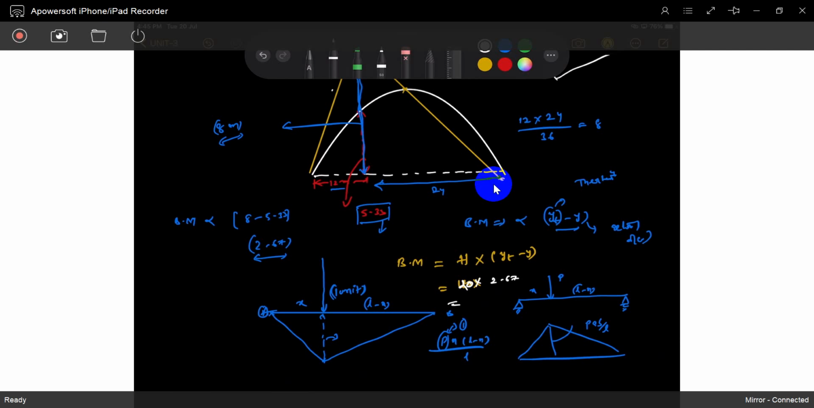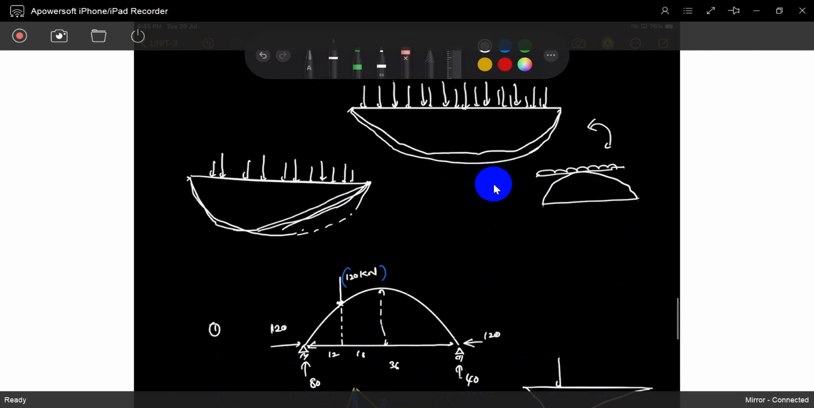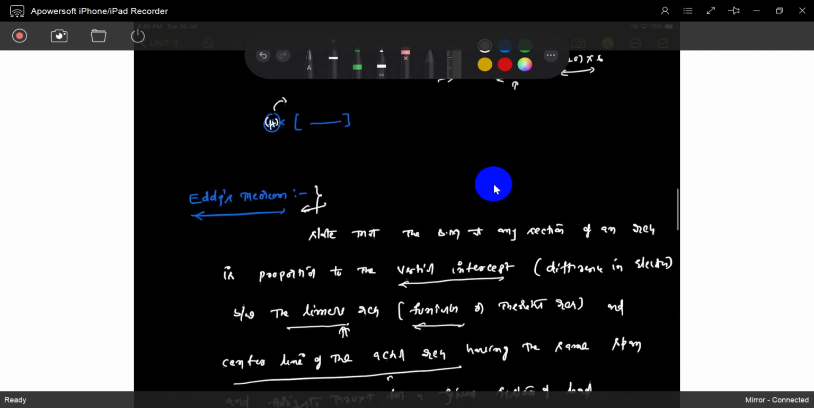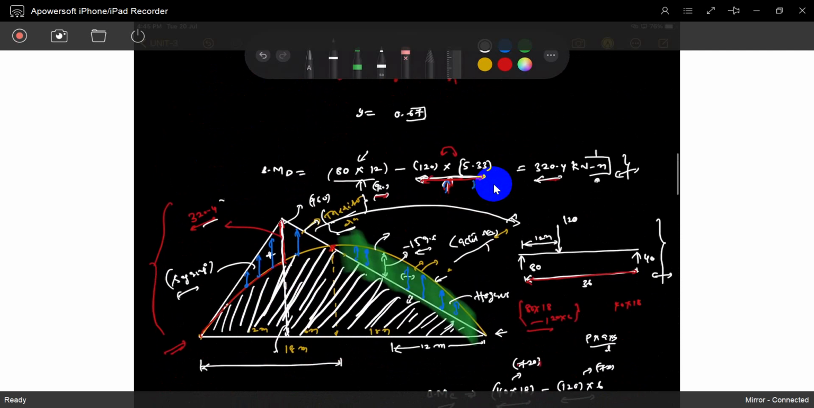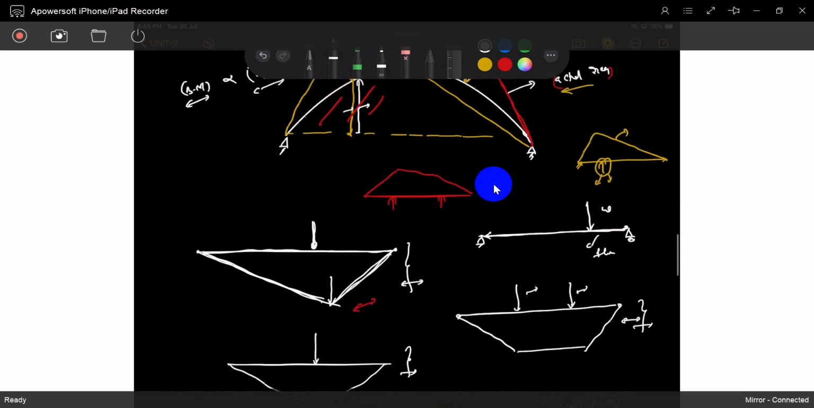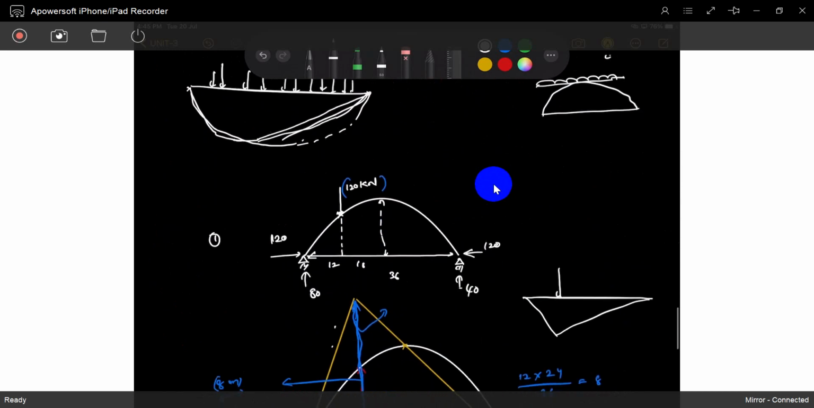See, it is getting 320.4. See, what is that value? 320.4. Exactly, we will get it like this. That is the theorem. Sir, why did you apply only one unit load, not 120?